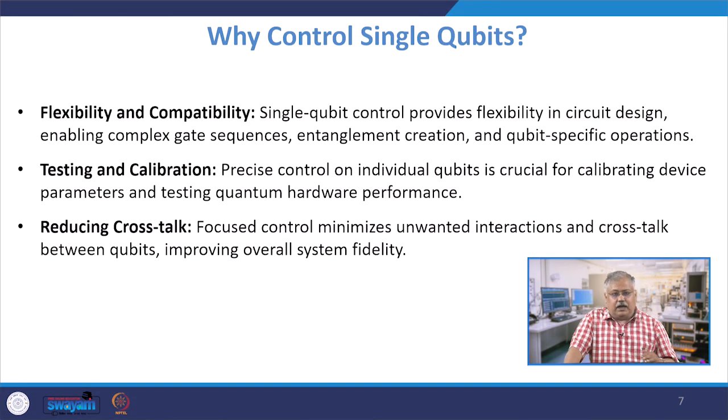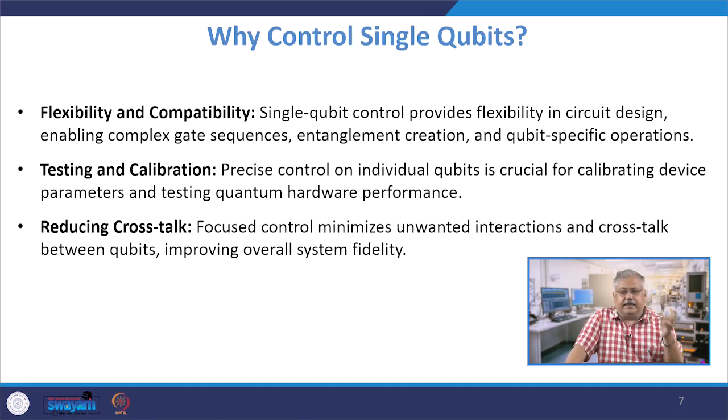The last 3 points are flexibility and compatibility. When you are able to control a single qubit, it gives you flexibility in circuit design, and it enables complex gate sequences. Why? Because if there are 4 qubits and I can manipulate the 4 qubits on an individual scale, I will be able to control the circuit in a much better manner, and therefore these are qubit specific operations.